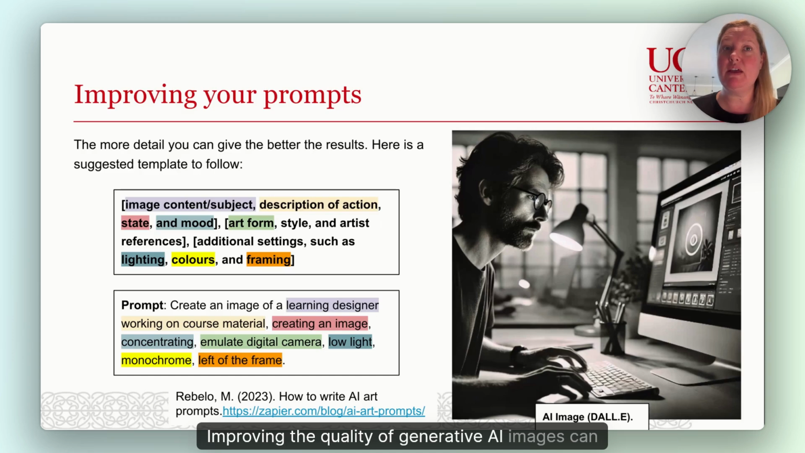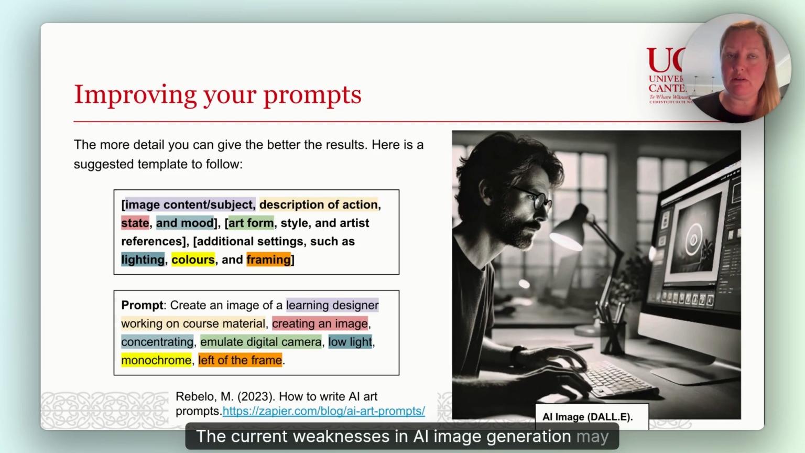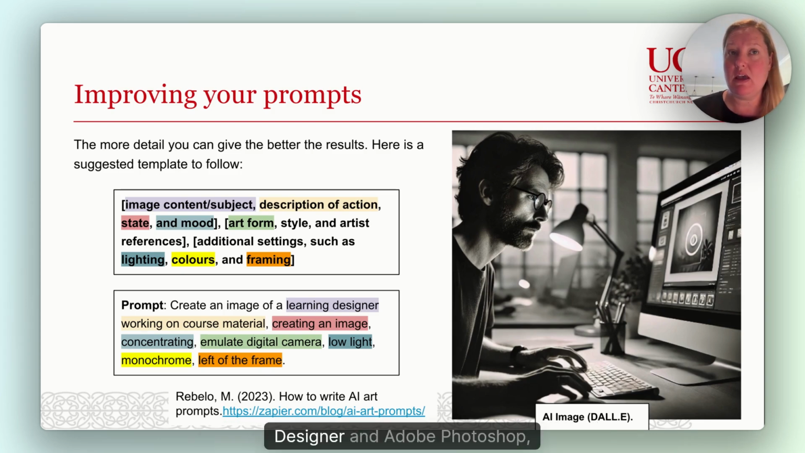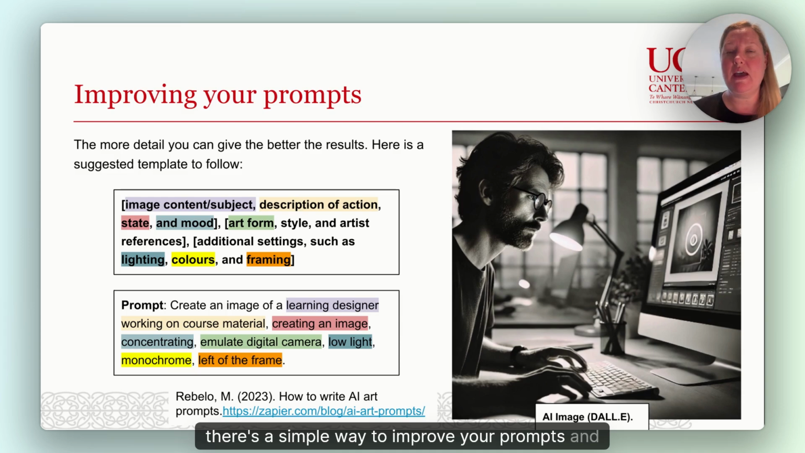Improving the quality of generative AI images can come from better prompts and a little bit of trial and error. The current weaknesses in AI image generation may be overcome as AI evolves. Even now, with new features offered in tools like Microsoft Designer and Adobe Photoshop, you can use prompts to edit images, add filters, even make adjustments to those images, like removing people or backgrounds from an image. However, there's a simple way to improve your prompts, and this is using a template. By including specifics like style, setting, you can get a more refined image.